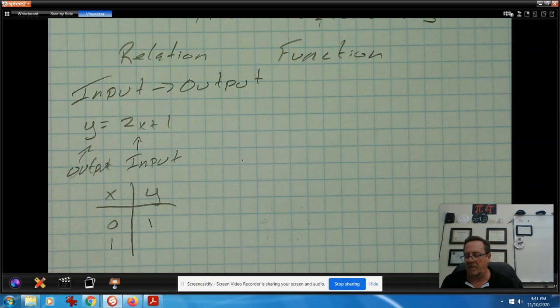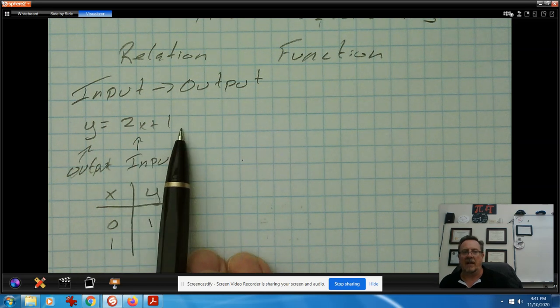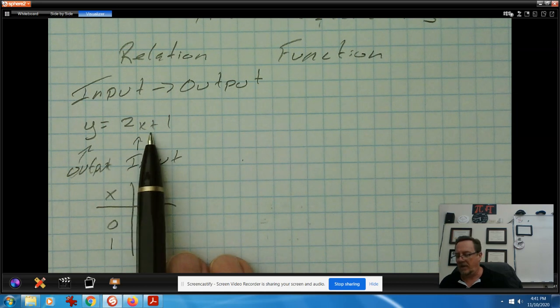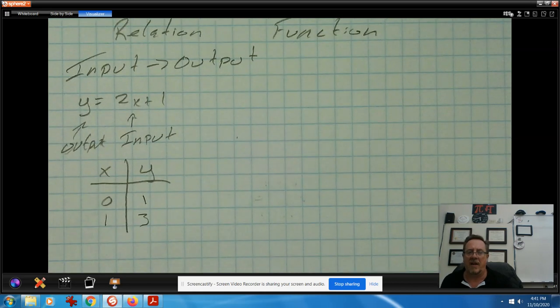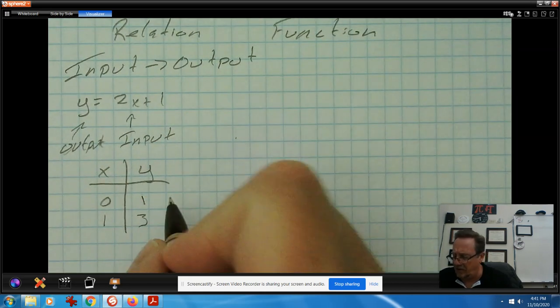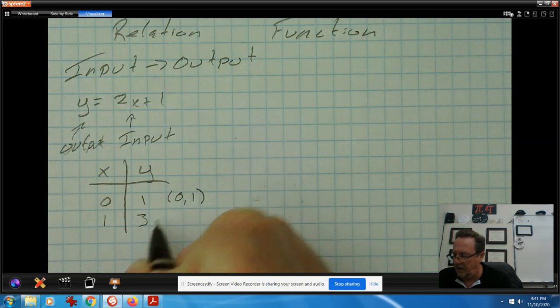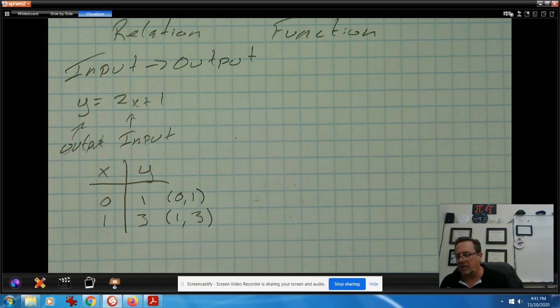We could plug in another value. 1, what does 1 get paired to? Well, 2 times 1 is 2, and you add 1 more and you get 3. So when you plug 1 in, your y is 3. So the pairing is 1, 3. Now I can write this as a table. I could write these as ordered pairs: input 0, output 1, input 1, output 3. So there are different ways to represent the relationship. I could represent it with a table. I could represent it with ordered pairs.